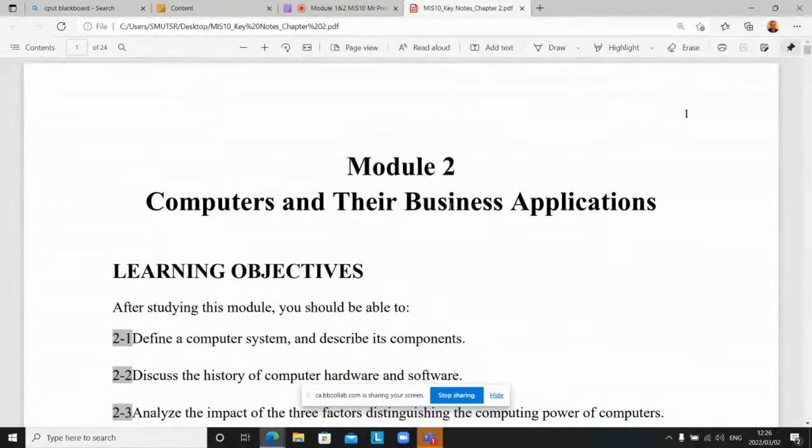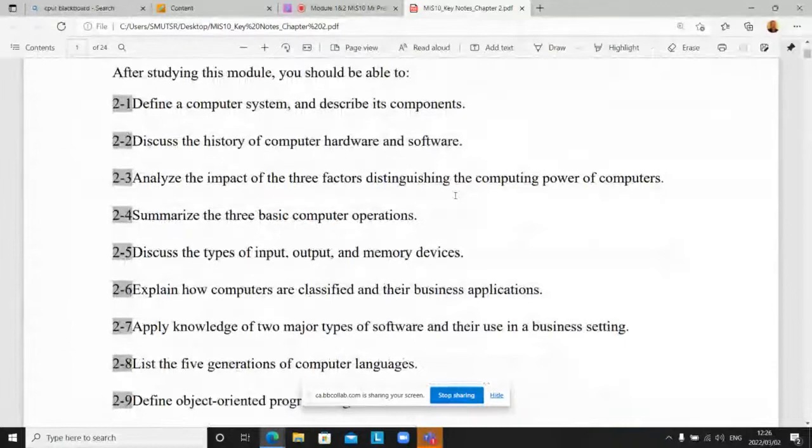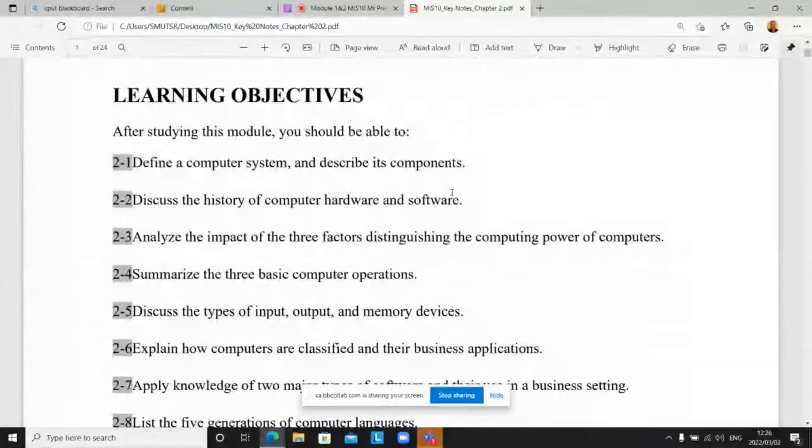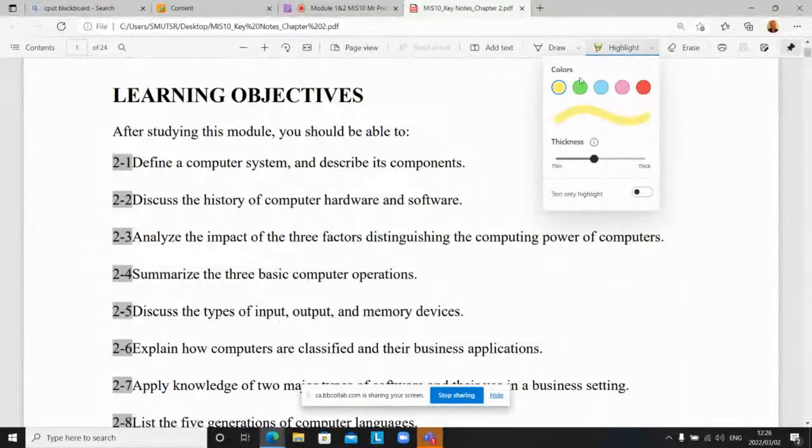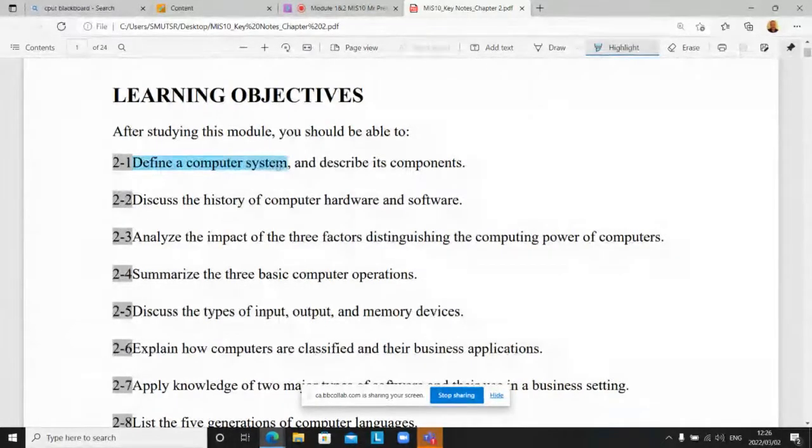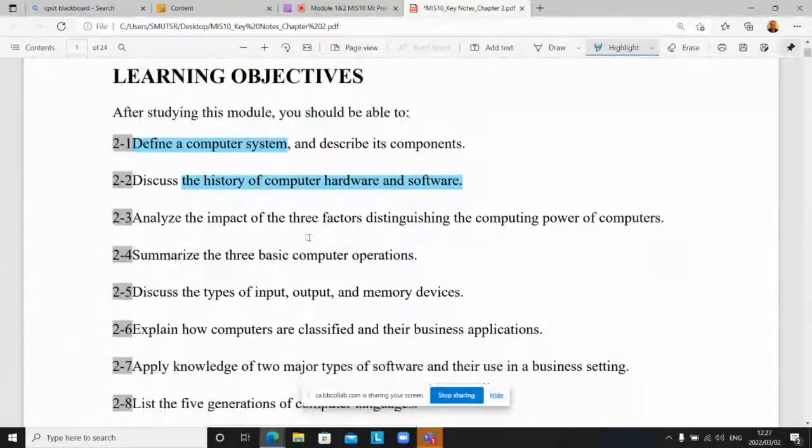Module 2. There are 9 learning objectives. I need to switch on my highlight. Let's choose a different color. What is the definition of a computer system? What is the history of computer hardware and software? That's an interesting one. I'm going to speak to you about ENIAC and things just now.